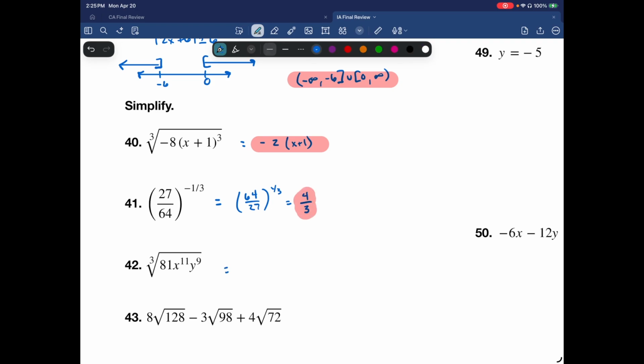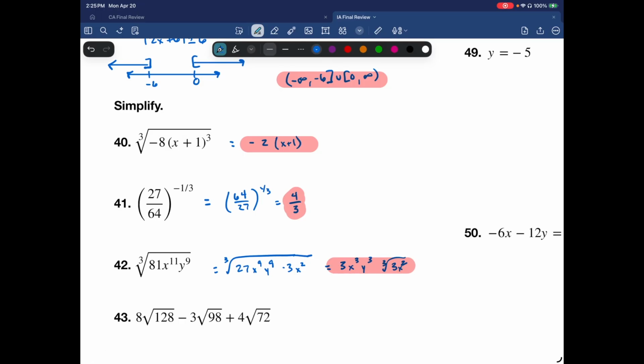81 is not a perfect cube, so I need to split this up and simplify. All right, so 27 times 3 is 81, and 27 is a perfect cube. 3 doesn't go into 11, but 3 does go into 9, so I can split the 11 into x to the 9th, x squared, and then y to the 9th. 3 will go into that. And so in the front, I've got everything that I can take the cube root of, and in the back is everything that's going to stay inside. And so the cube root of 27 is 3. 9 divided by 3 is 3. 9 divided by 3 is 3. So I've got 3x cubed y cubed, and then I have the cube root of 3x squared. And that's my answer.